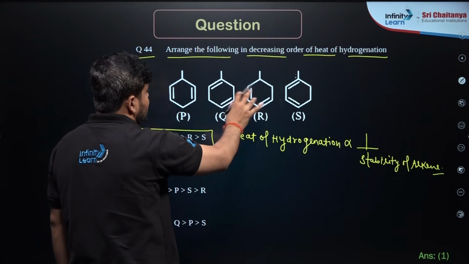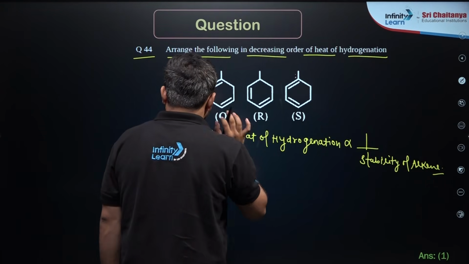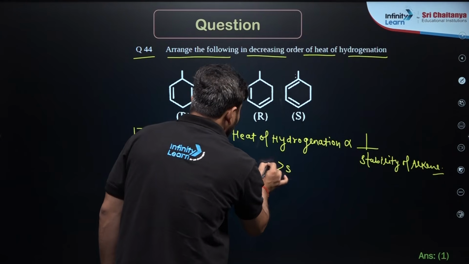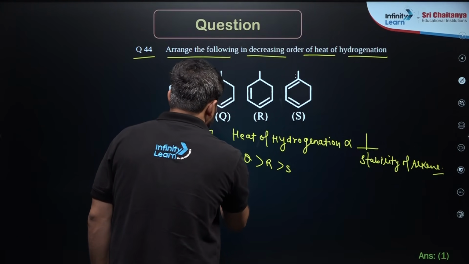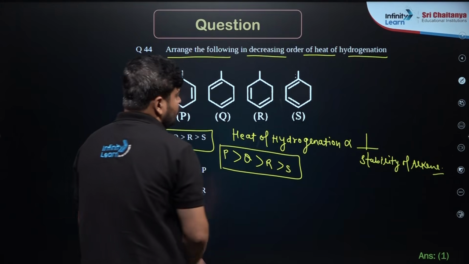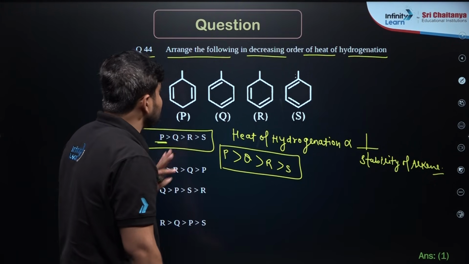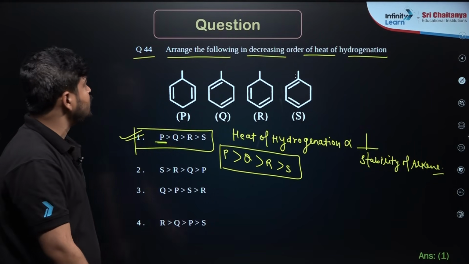So, heat of hydrogenation in decreasing order. Which one has the least heat of hydrogenation? S has a very low heat of hydrogenation, after that R, then Q, and P has the highest heat of hydrogenation. So this is the proper decreasing order. Please remember, option number one is the correct answer to this question.